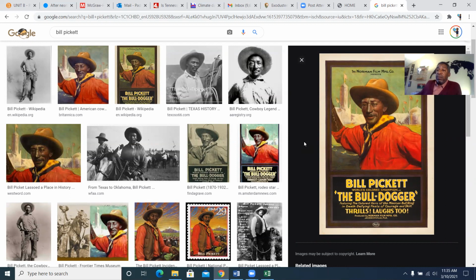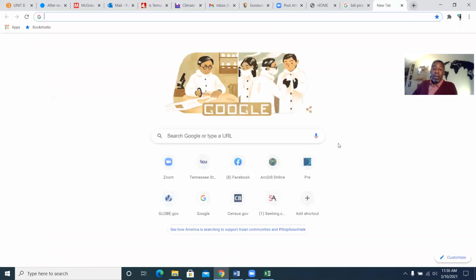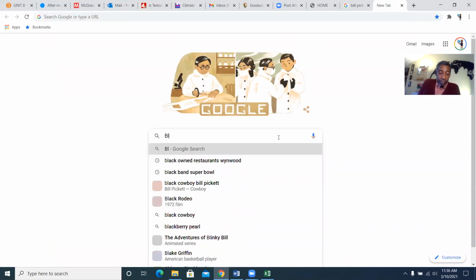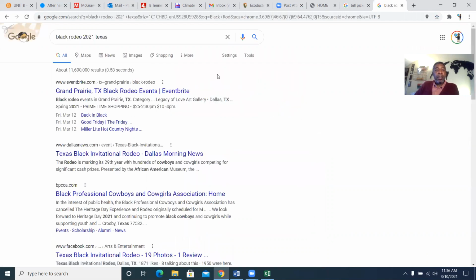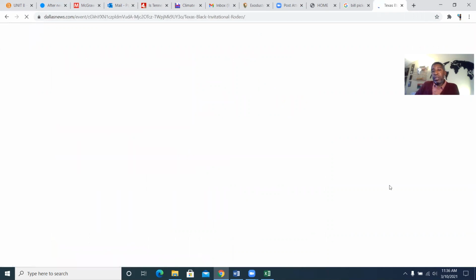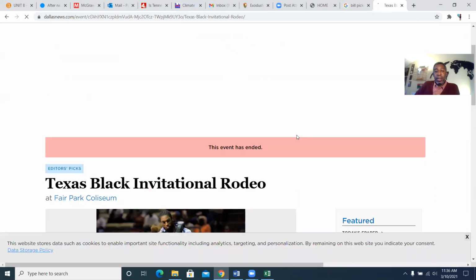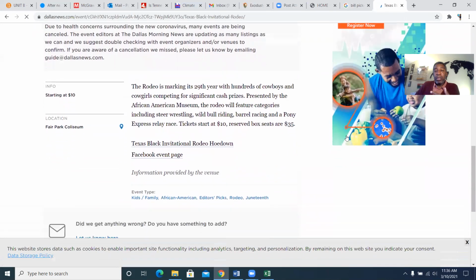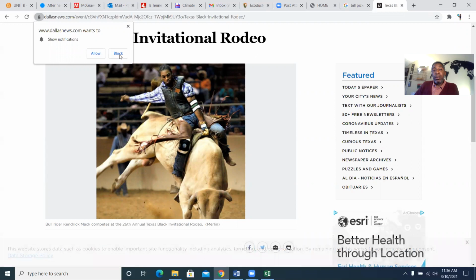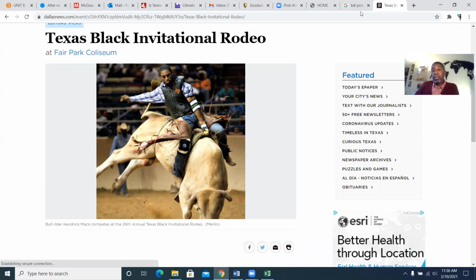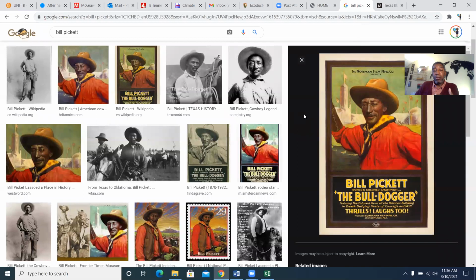And even, I guess, up until COVID, there's a Black rodeo that travels throughout the country. And so this is a rich, long tradition of African Americans engaged in rodeo. In some cases, Bill Pickett is credited to some degree with creating the bulldogging competition.